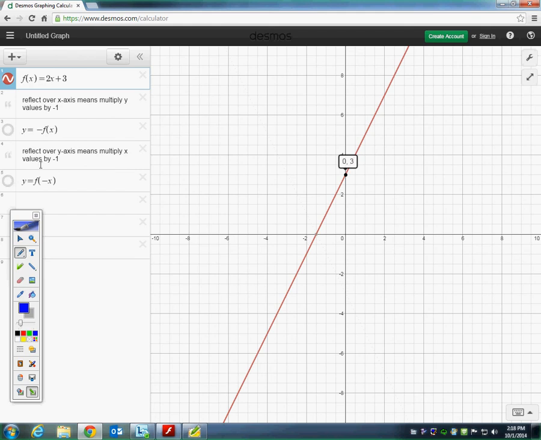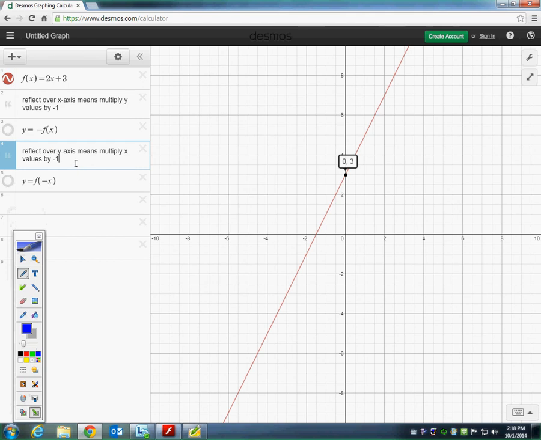Now I need to reflect over the y-axis, which means multiplying the x values by negative 1. So I've got one value here of 0, comma 3. If I'm going to multiply the x values by negative 1, I'm still going to get that same point, aren't I? Because the 0 gets multiplied by negative 1, and it's still 0, and the 3 stays the same. So one good hint is that it's going to go through that point.